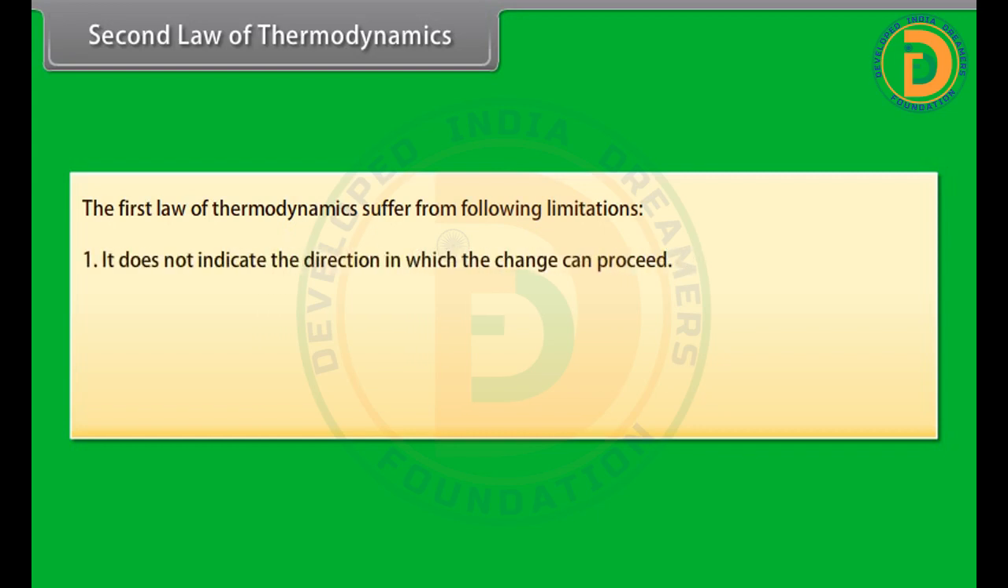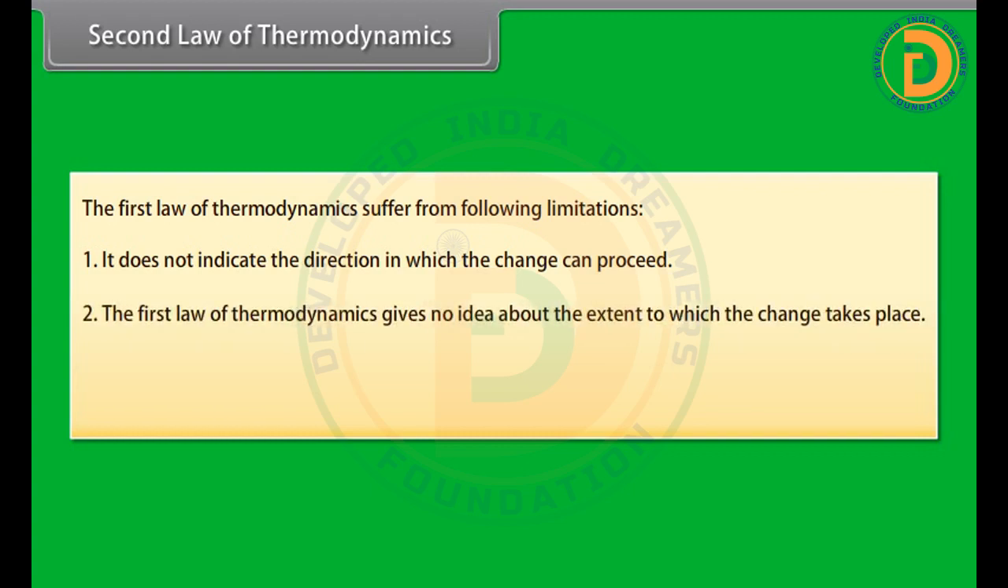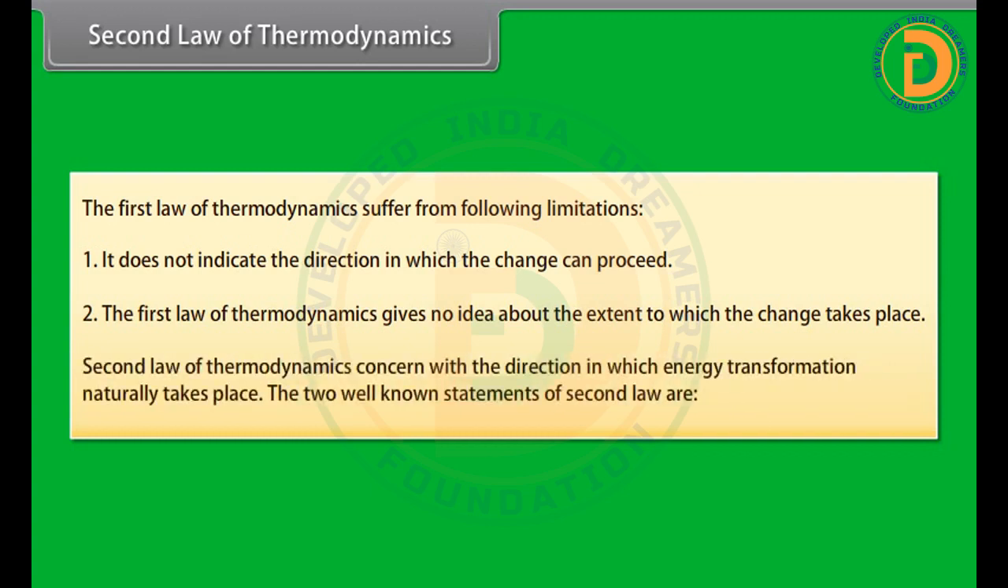Number 1. It does not indicate the direction in which change can proceed. Number 2. The first law of thermodynamics gives no idea about the extent to which the changes take place. Second law of thermodynamics concerns the direction in which energy transformation naturally takes place.